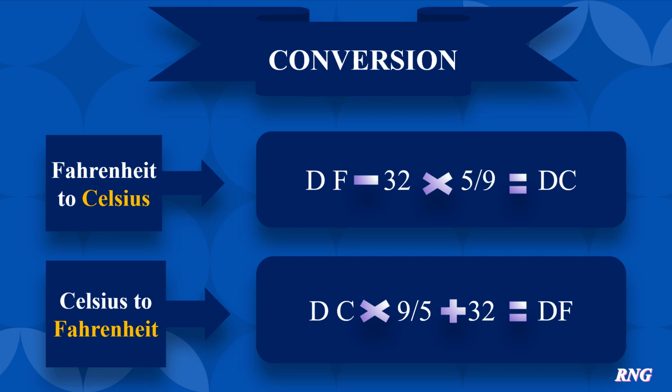And if we know the degrees Celsius temperature of the body, you can convert it into Fahrenheit with the formula: degrees Celsius multiplied by 9 over 5, plus 32. It's going to be equal to degrees Fahrenheit. So it's very important to mention the unit when you are writing the body temperature mean range.